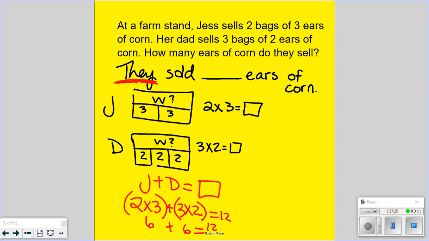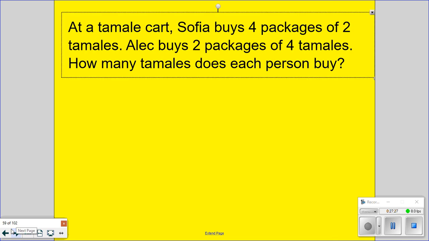Last problem. What? 2 times 6. So far, so good? Go ahead and read it.